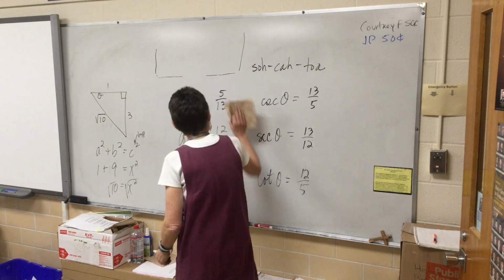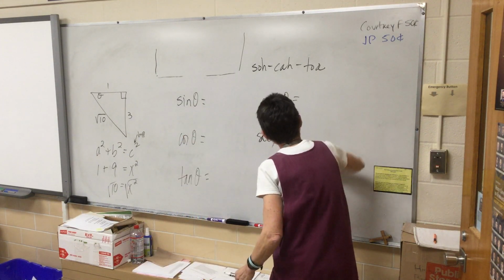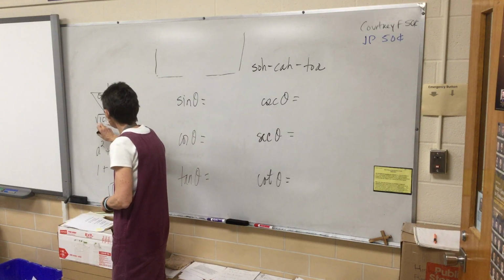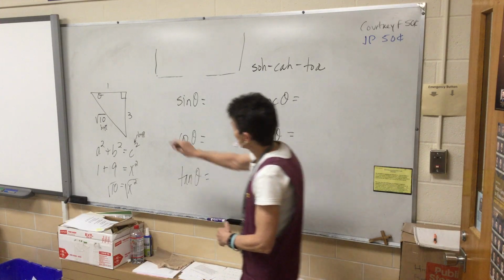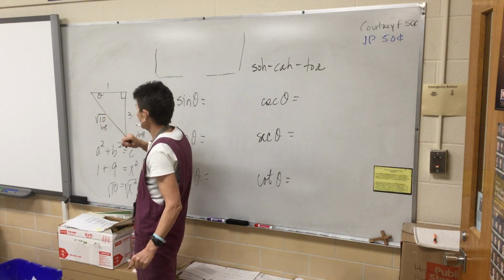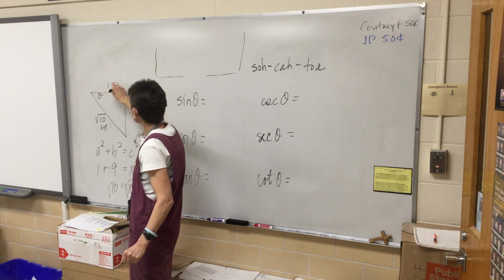Now, before I start doing my fractions, let's label opposite and adjacent. I know this is the hypotenuse, the root 10 that I just found. I know that's the hypotenuse. Now pay attention, my angle's up here. So which side is opposite? 3. And this one then is adjacent.